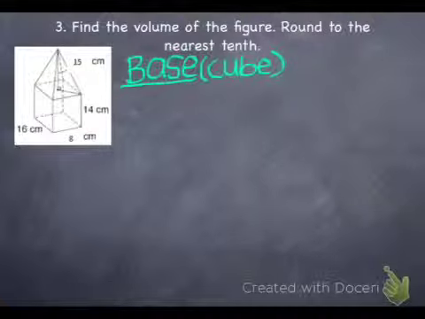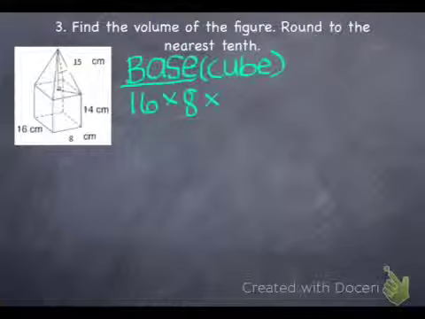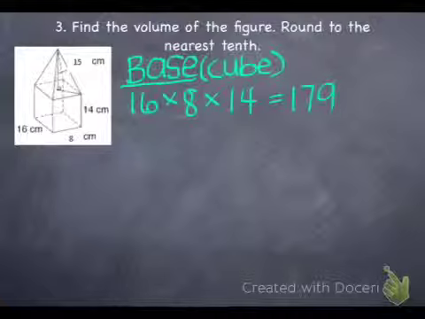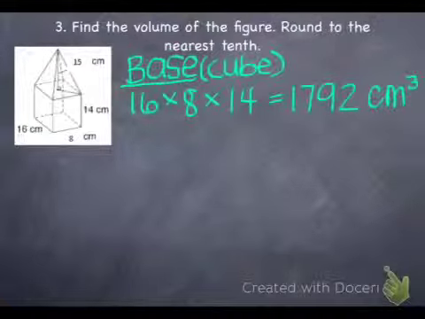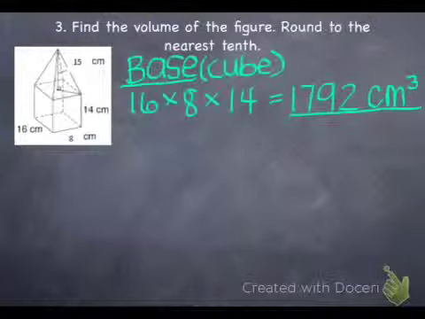To find the volume of a prism, we're just going to do length times width times height. So we're going to do 16 times 8 times 14. So that's going to just be, put in the calculator and crunch it out, we get 1792 cubic centimeters, and that's just for the cube. So that's our first one.